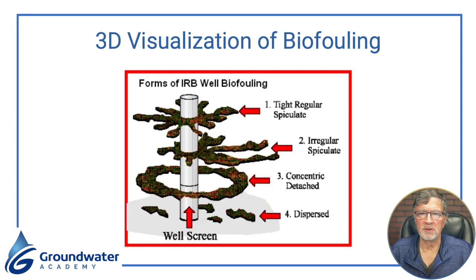This is a 3D visualization of biofouling. You can see different forms that the biofouling takes extending outside the well. Pay particular attention to number 3 here, the concentric detached. That type of thing is what we get when you have an insufficient well rehabilitation. It pushes the bacteria back into the formation, the far reaches of the gravel pack, but it doesn't totally address it. So that bacteria, that biofilm, can return fairly quickly when you do an incomplete well rehabilitation job.